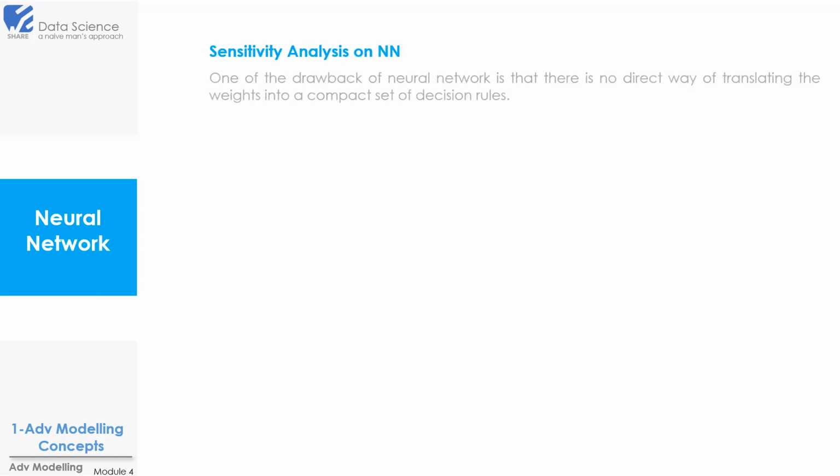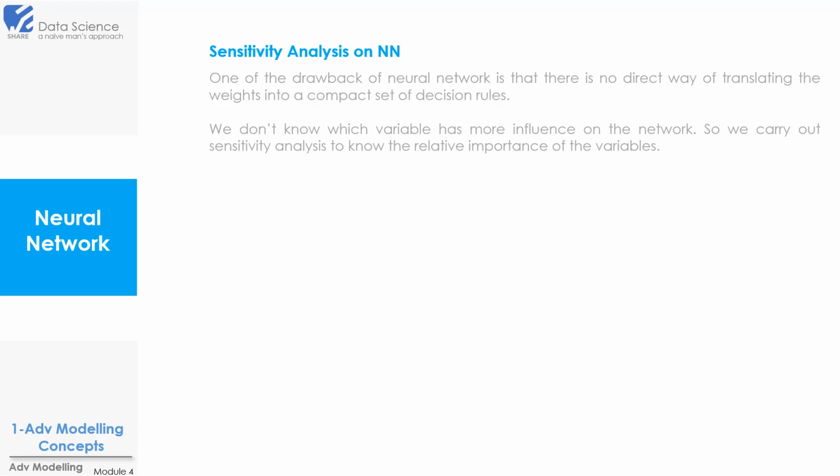Now, one of the drawbacks of neural network is that there is no direct way of translating the weights into a compact set of decision rules. What it means is, we don't know which variable has more influence on the network. So we carry out sensitivity analysis to know the relative importance of the variables. We'll not go into the details of it. I'll just give you an idea about it.